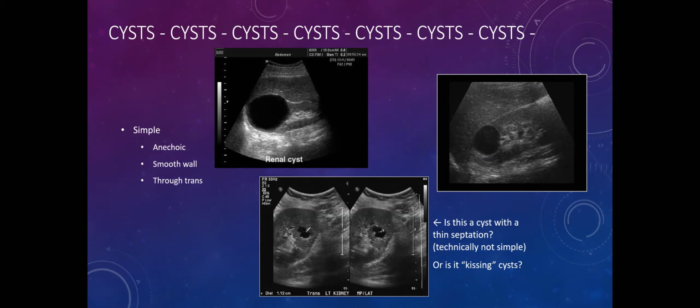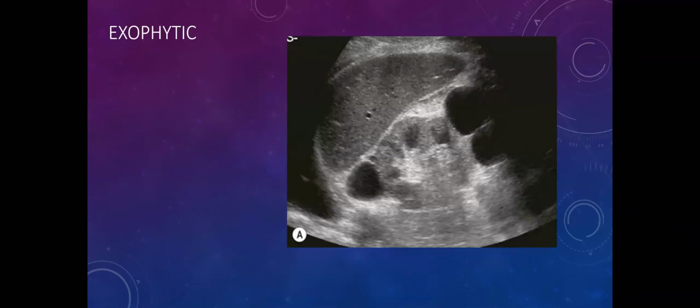This one, either we can call it a thin septation or a kissing cyst. Now, like I said before, I learned, guys, that anything on the inside, even if it's one tiny thin septation, technically it is no longer a simple cyst. But your book seems to suggest that if it's very thin like this, it's still a simple cyst. So I don't know what to say about that. But yeah, kissing cysts are just kind of a term people use when you have two cysts right next to each other, creating what appears to be a septation when it's really just the two cysts laying together.